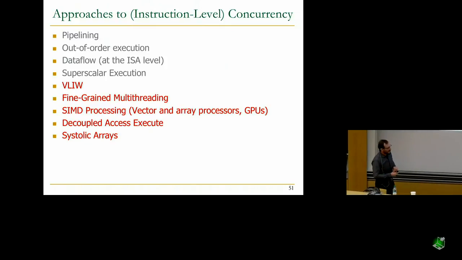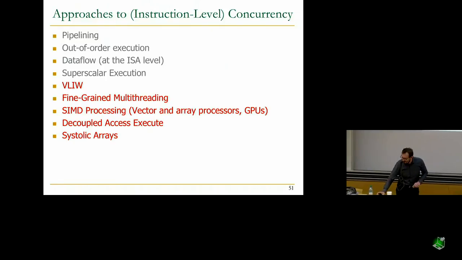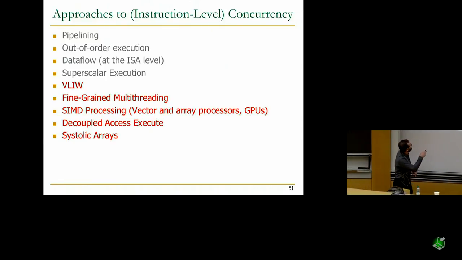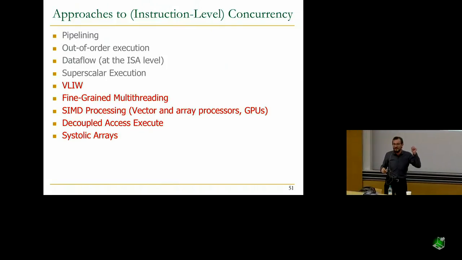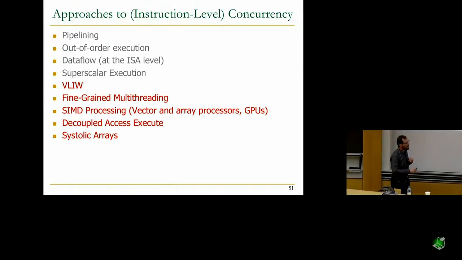Okay, so we're done with branches. The reason we covered branches is they're so fundamental to everything that we've covered so far. Basically, if you want to have a good out-of-order superscalar pipeline machine, you have to have a good branch predictor. There is no way out of it. That's why people have developed branch predictors for decades and decades.